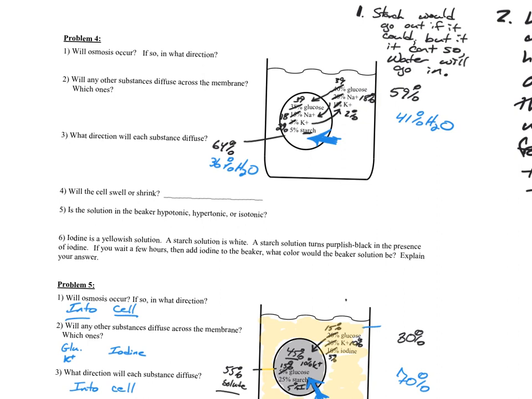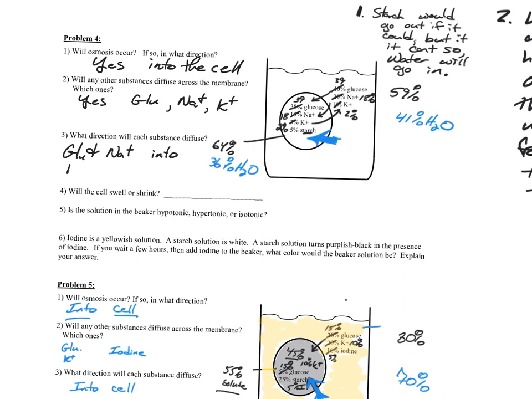All right? So will osmosis occur? Yes. In what direction? Into the cell. Will any other substances diffuse across the membrane? Yes. Which ones? Glucose, sodium ion, potassium ion. In what direction will the substances diffuse? Glucose and sodium ion go into the cell, and potassium ion goes out of the cell.